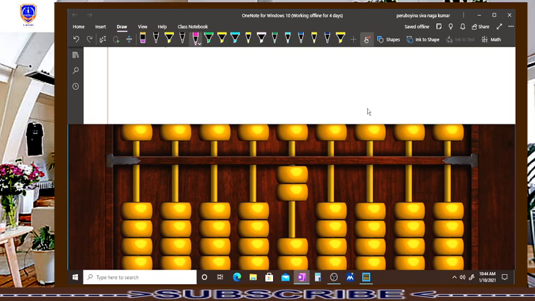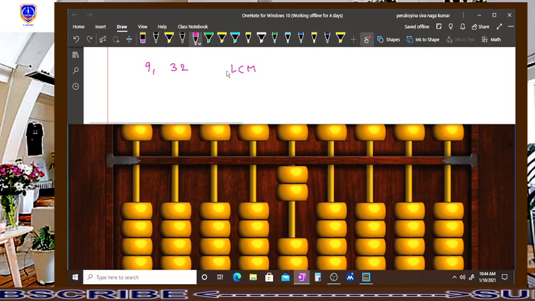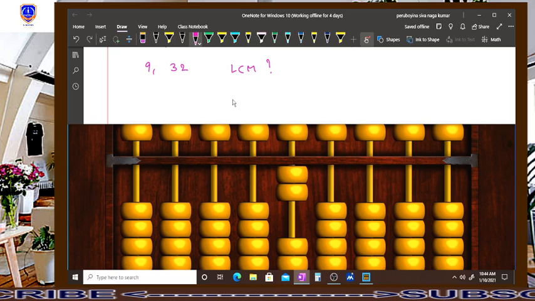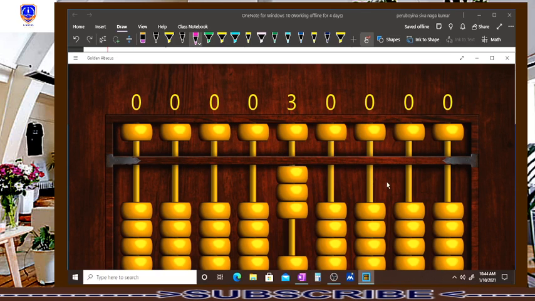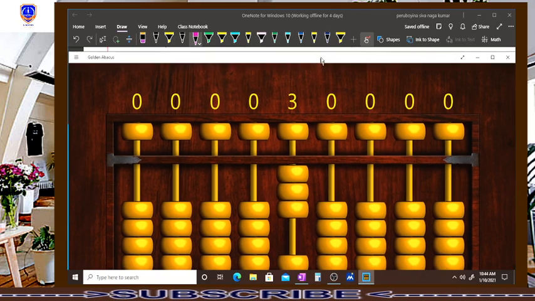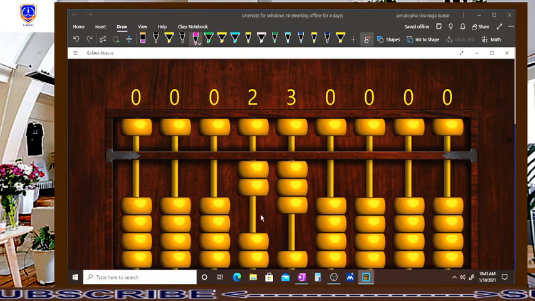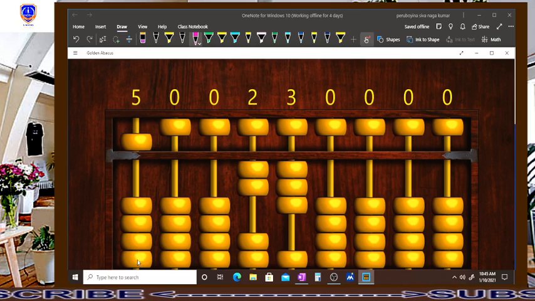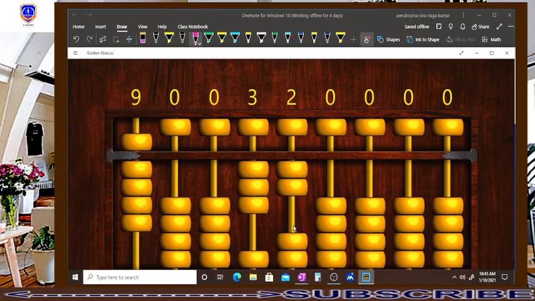Now, the entire process we will discuss with an example. Consider an example: find the LCM of 9 and 32. Right, this is the question. Out of these two numbers, which is the bigger one? 32. Fine, so place 32 on the center rod and 9 on the left. Okay, 32 and 9.